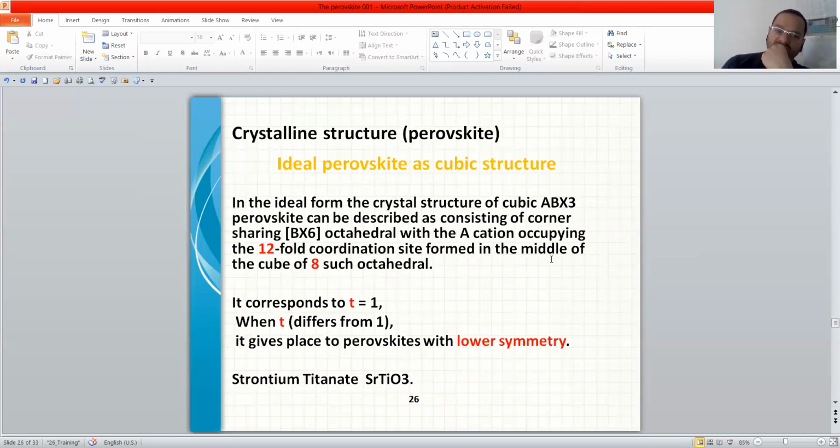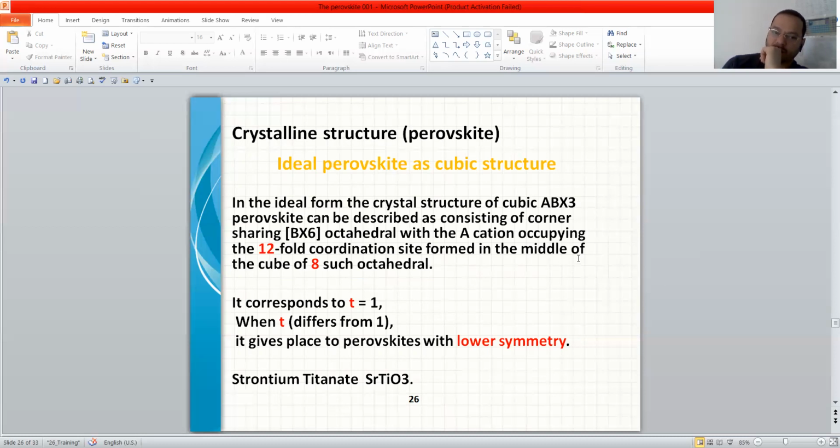Here, the crystal structure of the ideal perovskite is a cubic structure, and the ideal cubic perovskite can be described as consisting of corner-sharing BX6 octahedra, with the A cations occupying the 12-fold coordination site formed in the middle of the cube of 8 such octahedra. It corresponds to T equal to 1.